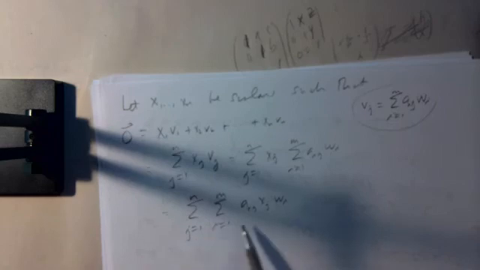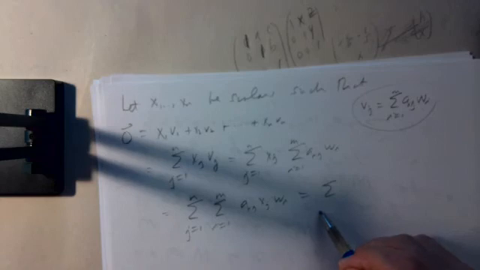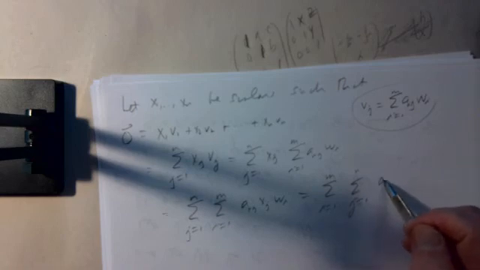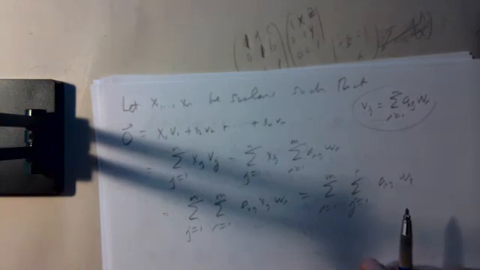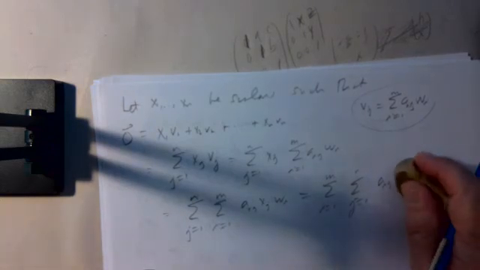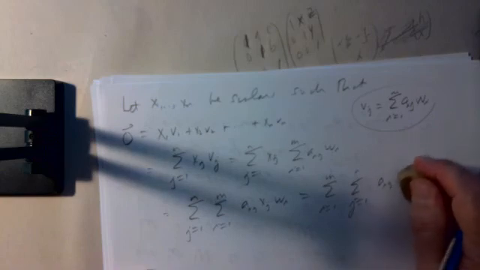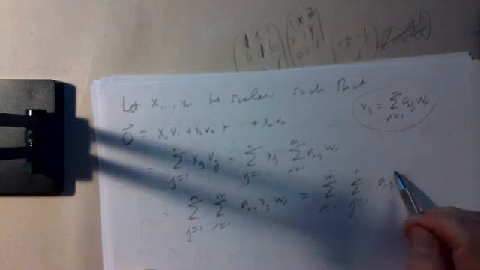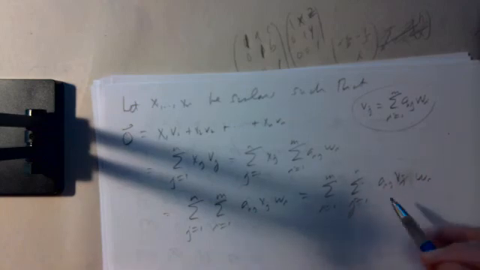And finite summations can be interchanged. This is the summation, i goes from 1 up to m, j goes from 1 up to n, a_ij x_j w_i.